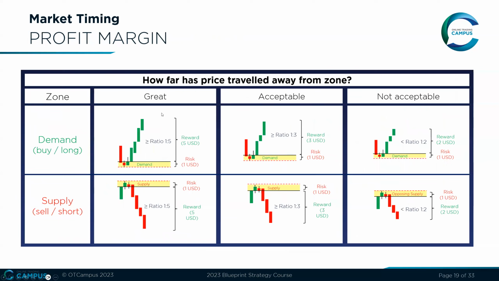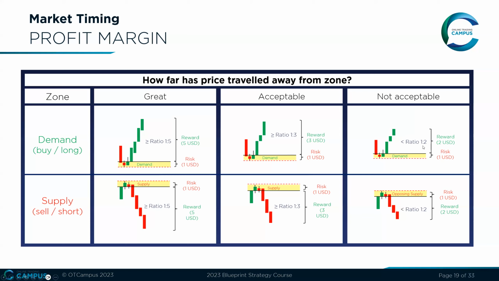So profit margin goes hand in glove with departure. Hence, it's not so important, because if you have a good departure, most of the time you have a good profit margin too. So we're asking, how far has price traveled away from the zone as it had created the zone? We're looking at the leg out and how far price had traveled away from the zone from a risk to reward perspective. A 1 to 3 is acceptable, a 1 to 5 is great, a 1 to 2 is not acceptable here in this example.